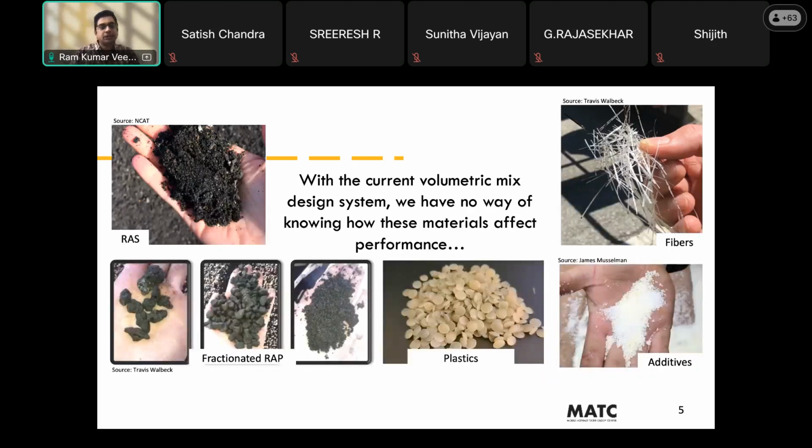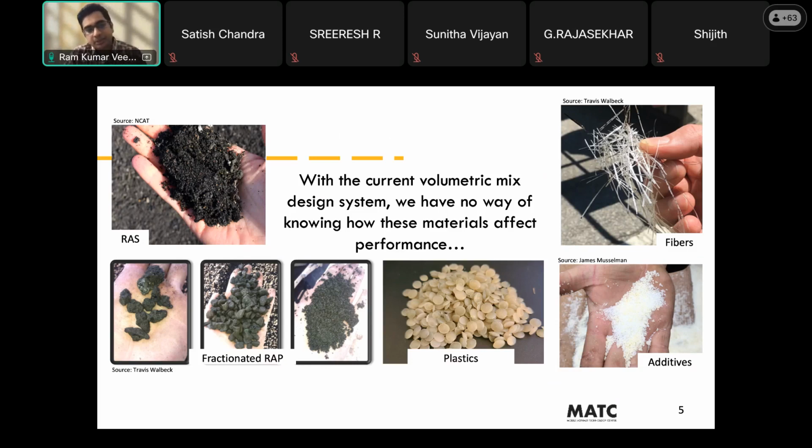So one of the significant reasons for adopting balanced mix design by state agencies is the limitation with the current volumetric mix design. I mentioned before, there are some limitations with our existing volumetric mix design system, especially now dealing with new materials that you are seeing here in all these figures. With the traditional volumetric design, we face a major challenge: we don't have a reliable way to predict how these different new materials will affect performance.